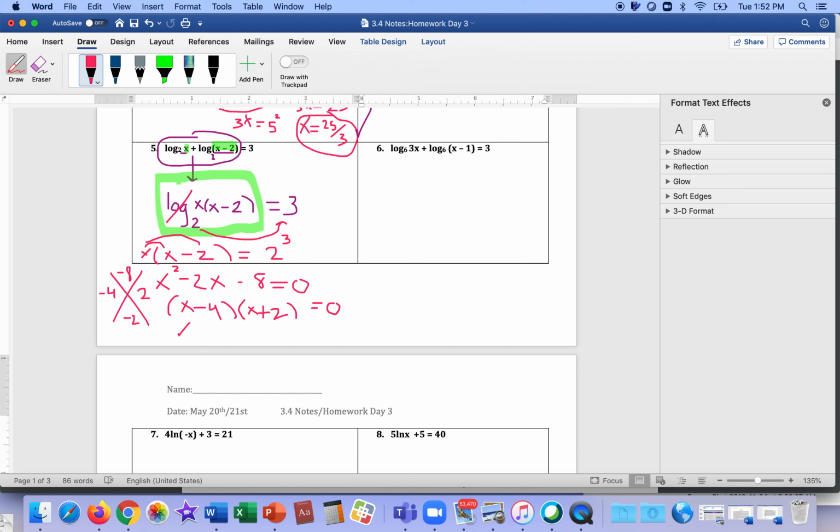Okay, so we set our factors equal to 0, so we get x equals 4. We get x equals negative 2. Usually when there's more than one answer, that's when there might be an extraneous value. So you go back to the beginning. If I plug 4 in here and 4 in here, I would get log base 2 of 4.